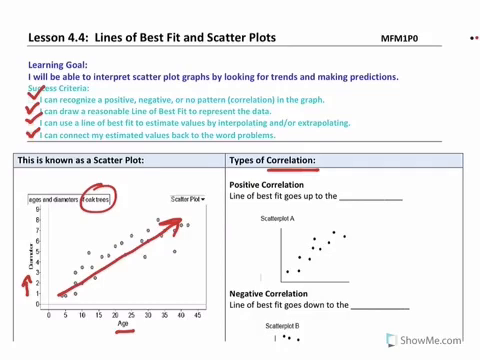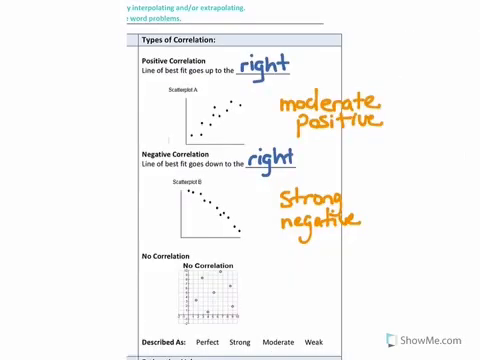Now let's talk about different ways that we can describe a relationship. Number one, we have positive correlations. A positive correlation means that your data points seem to be going up, going up towards the right-hand side. Now, negative means kind of the opposite. Instead, as you go towards the right, your data points seem to be going down. So this is called a negative relationship or negative correlation.